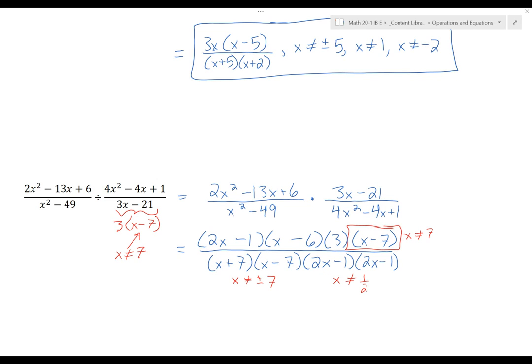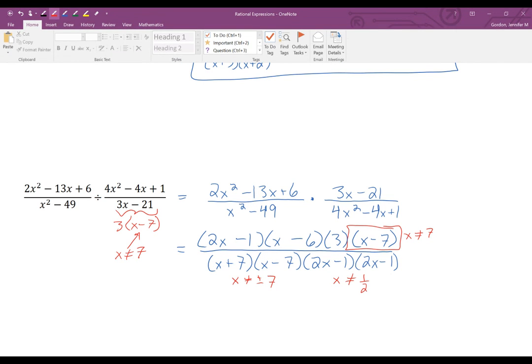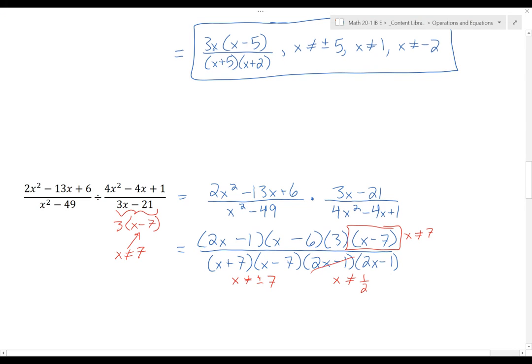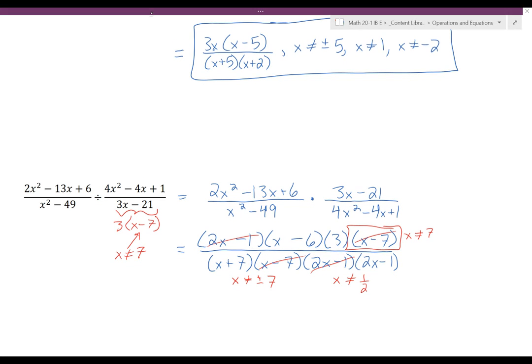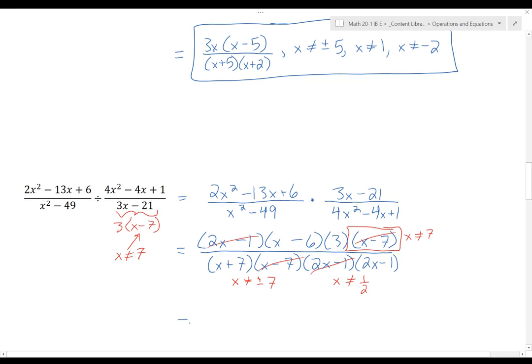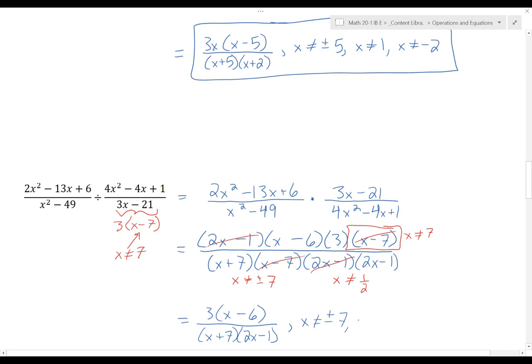But that's the difference in non-permissible values for divisions. Anything that was ever in a denominator at any point has to be considered for restrictions. So in this case, I would not get any new ones, but I still should look at it. Now I can cancel common factors. And we end up with, as a simplified fraction, 3 times x minus 6 over x plus 7 times 2x minus 1, with the restrictions that x does not equal positive or -7 or 1/2.